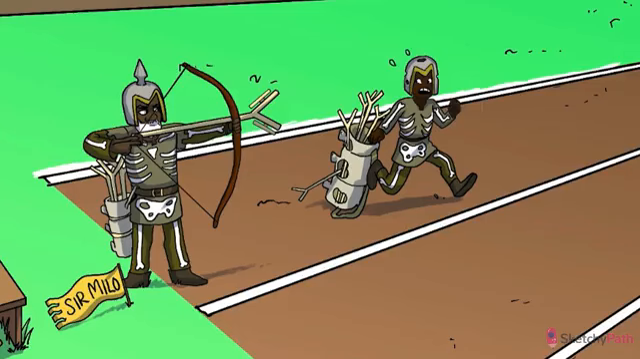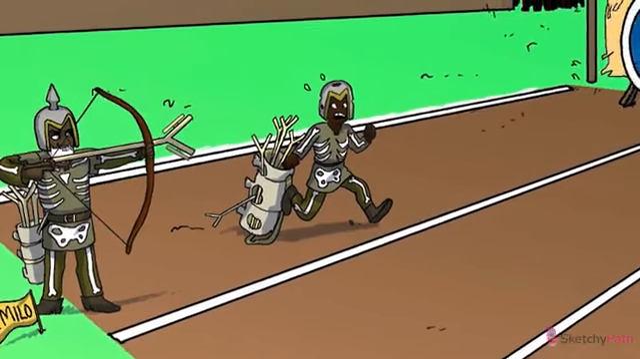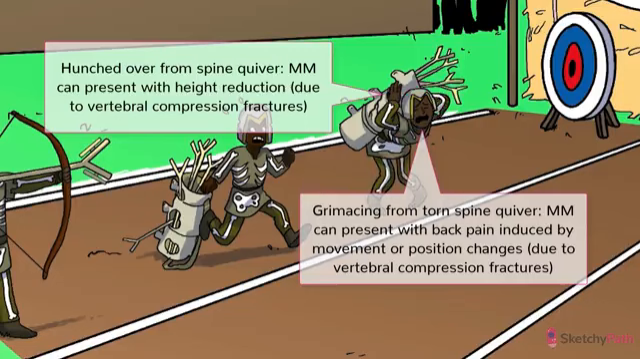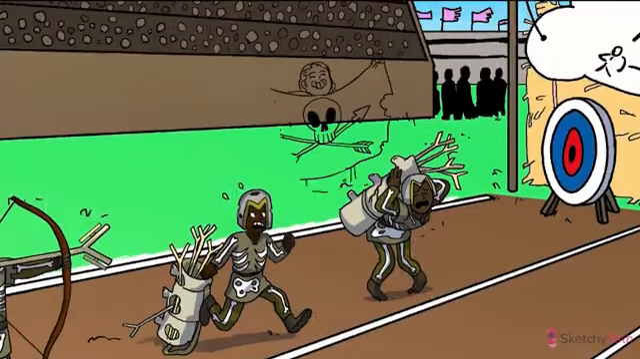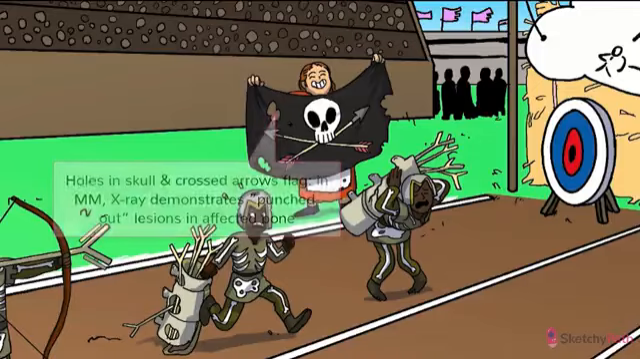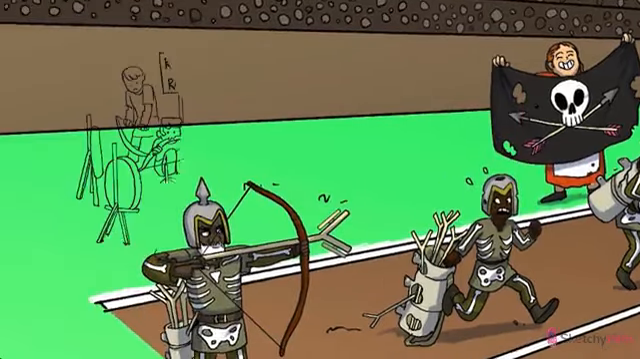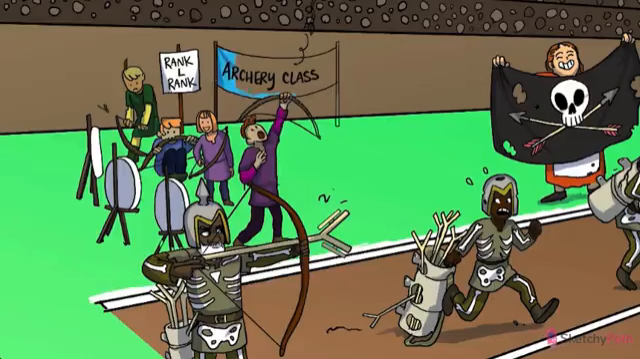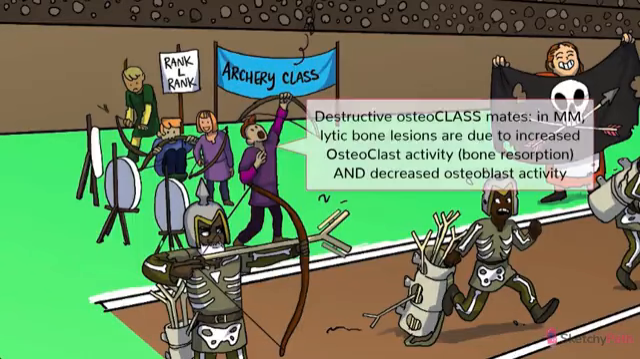These lytic lesions weaken the bones they affect and can result in pathologic fractures. In the vertebra, pathologic compression fractures lead to back pain, which is typically induced by movement or change in position. There may also be a reduction in height. I mean, just look at that hunch. On X-ray, look for punched-out lesions in these bone areas. These lytic bone lesions are thought to be due to an imbalance between osteoclast and osteoblast activity. Osteoclast activity is increased, while osteoblast activity is decreased.